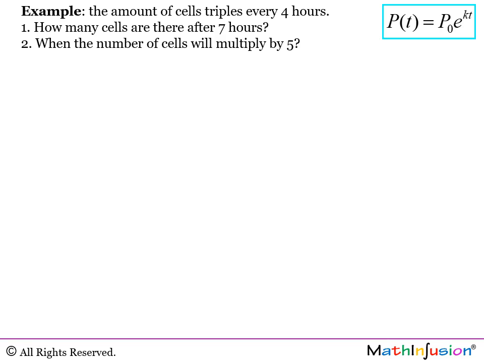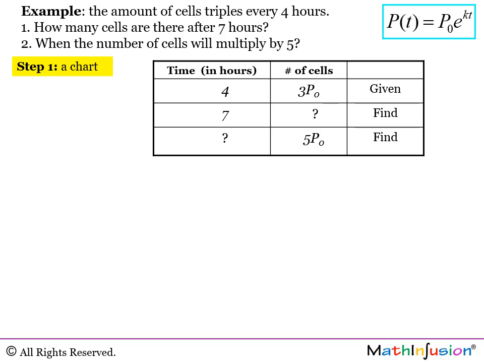Example: the amount of cells triples every 4 hours. 1. How many cells are there after 7 hours? 2. When will the number of cells multiply by 5? It's best to do these kinds of problems using a chart. In the chart, we are going to put the times and the number of cells on a few occasions. So again, we are reading the problem and we fill in the chart.